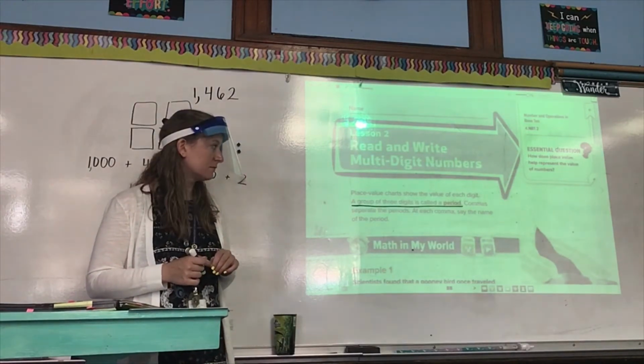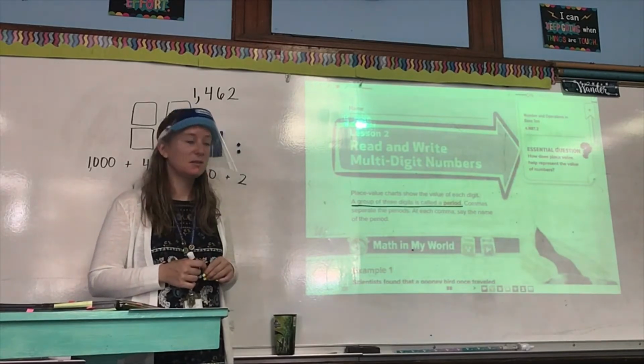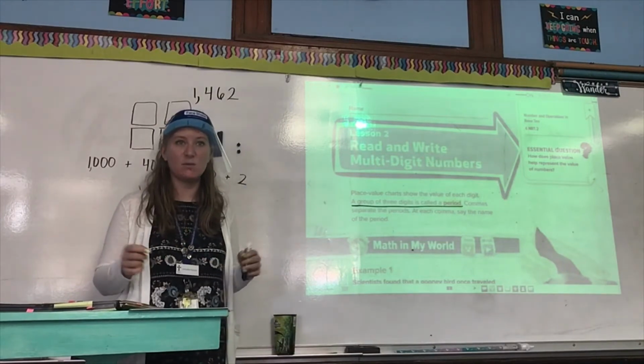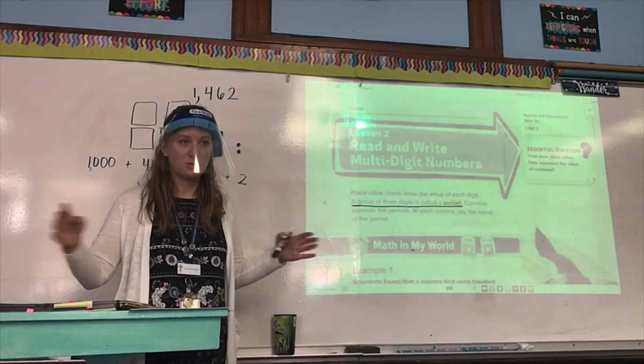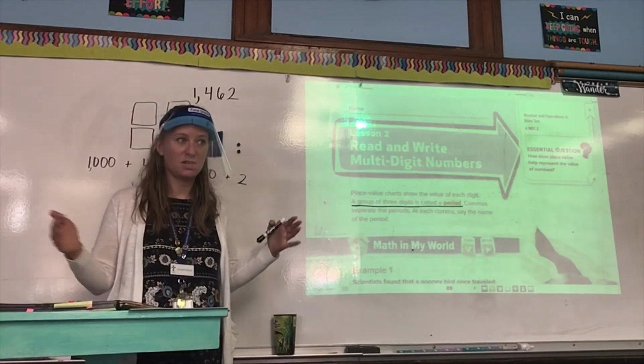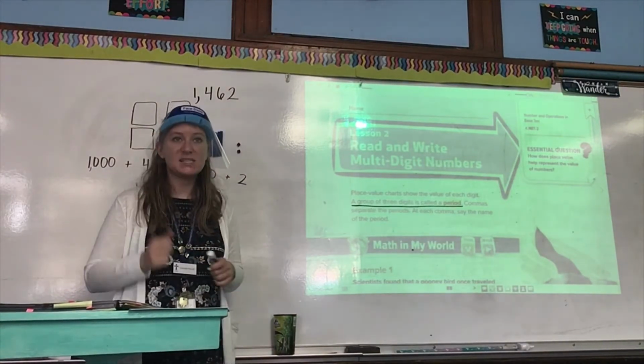Commas separate the periods. At each comma, say the name of the period. Try not to add words. Go slow. There's no shame in reading slowly to make sure that you read it correctly and you don't add or take out words. Good. So we already know commas separate each period.